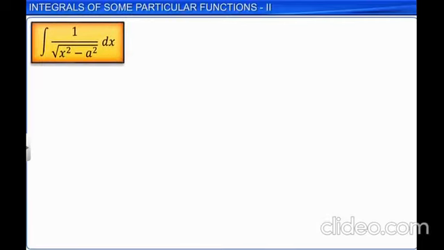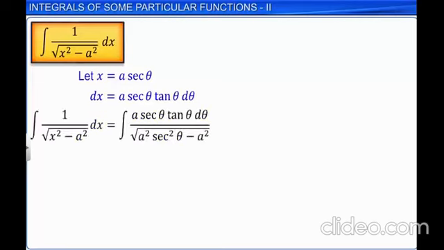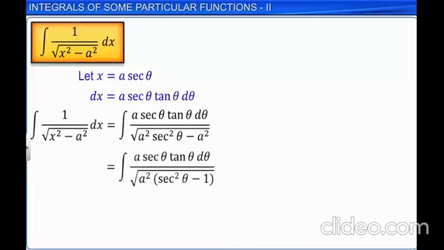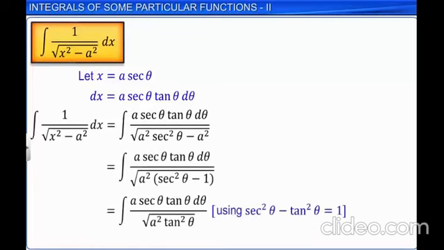We evaluate this integral by using the method of substitution. Let us substitute x is equal to a secant theta. This implies that dx is equal to a secant theta tan theta d theta. Now, substituting the values of x and dx in the integral, we get the integral as shown. Using the identity secant square theta minus tan square theta is equal to 1, secant square theta minus 1 in the denominator can be represented as tan square theta.